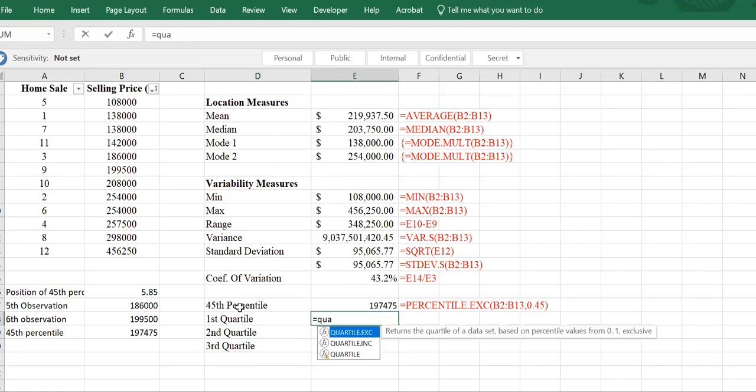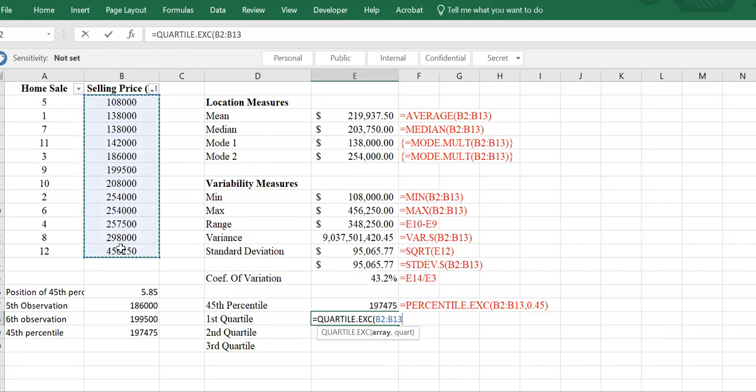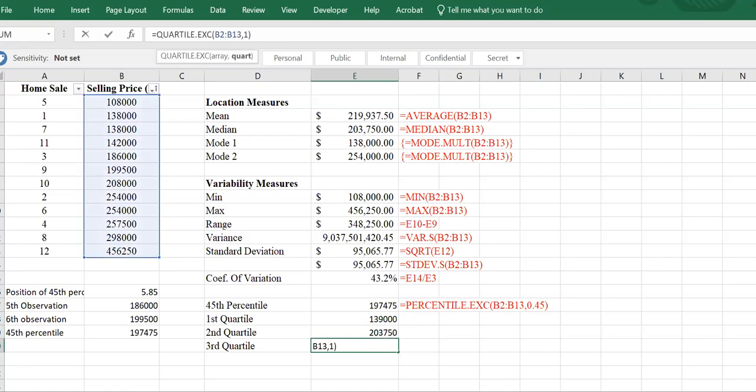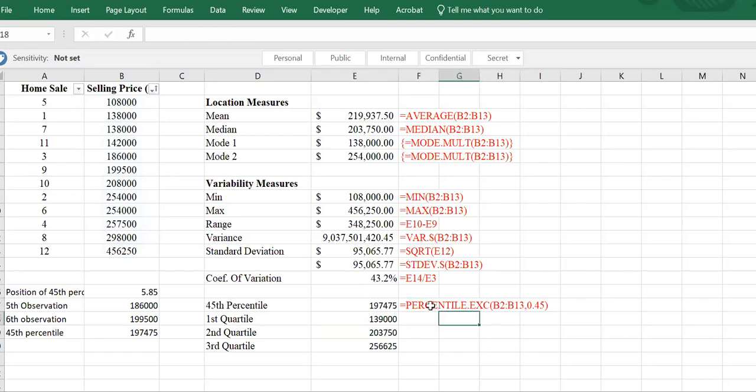And then the function is quartile. Again, we have exclusive, inclusive. I'm going to go ahead and use the exclusive one. Quartile number 1. Same thing, except that it's going to be 2 and 3. All right. So that's score.